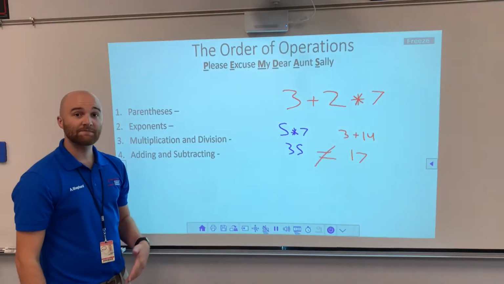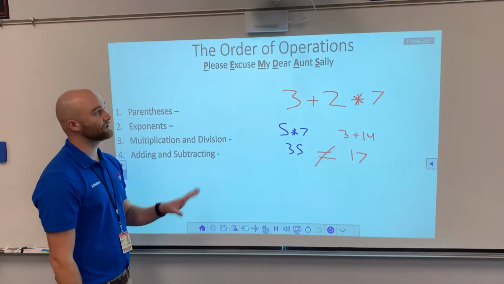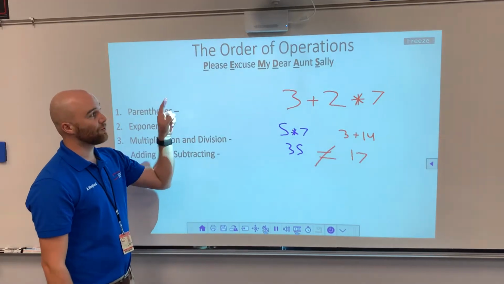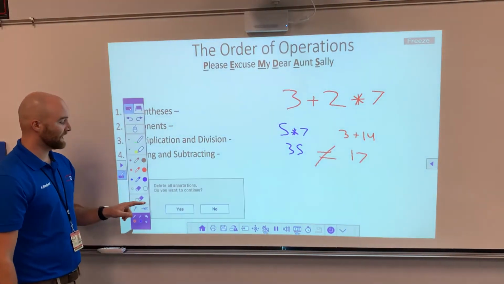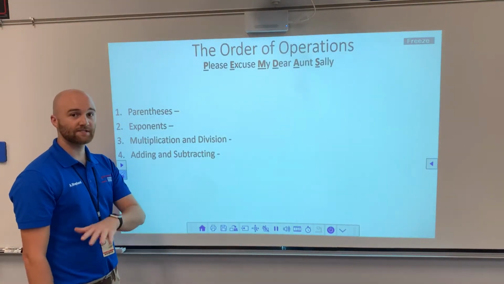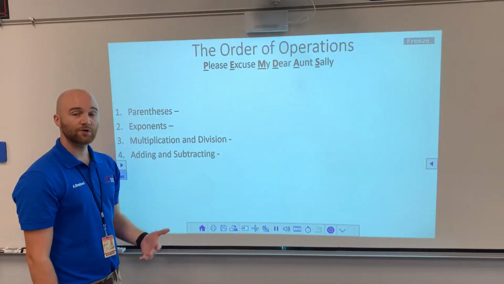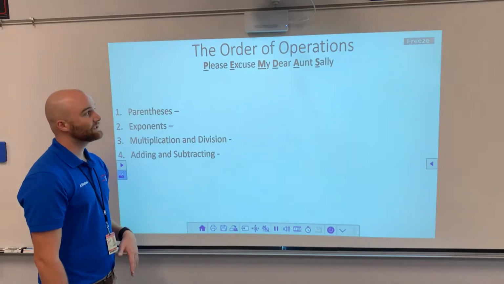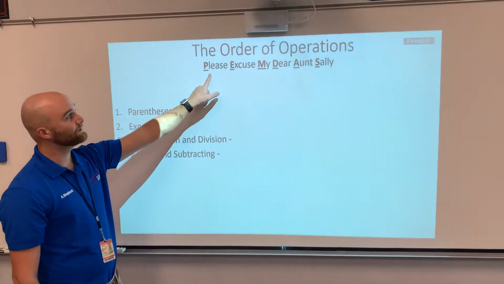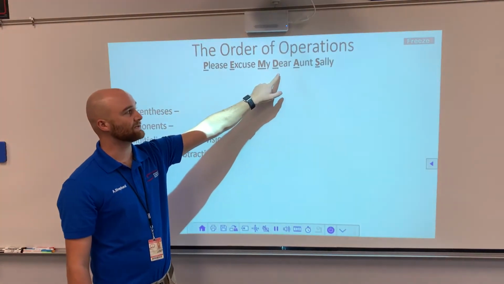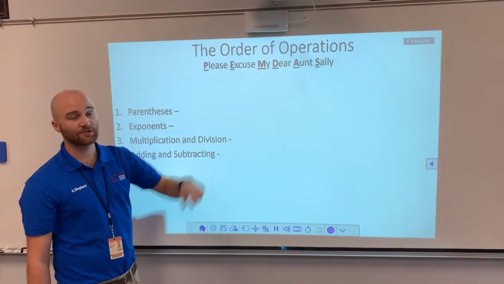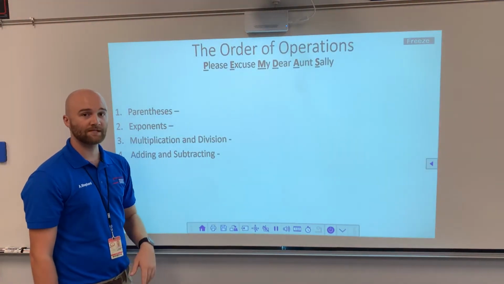So mathematicians got together and we all agreed on one order that we're going to follow. That order is the order of operations. As long as everybody follows the same order, we should all get the same answer. The easiest way to remember that order is to remember a sentence: please excuse my dear Aunt Sally. If we take the first letters from each of those, it will tell us what order to complete them in.